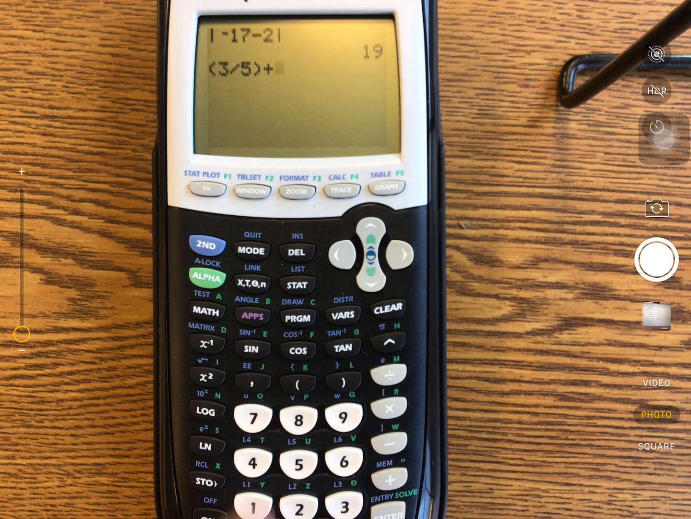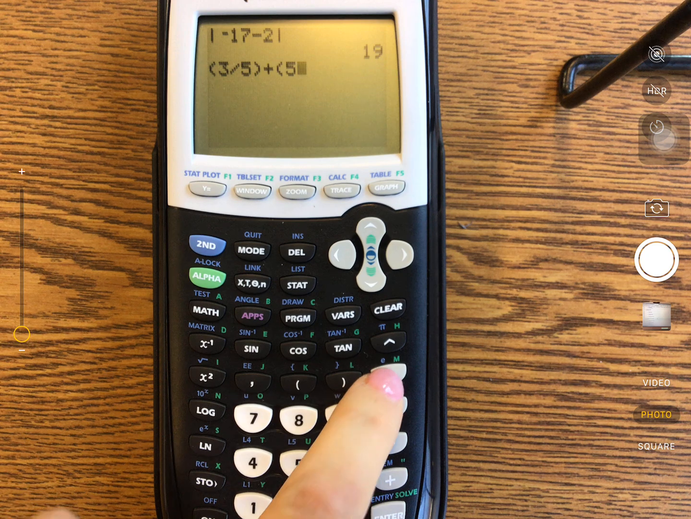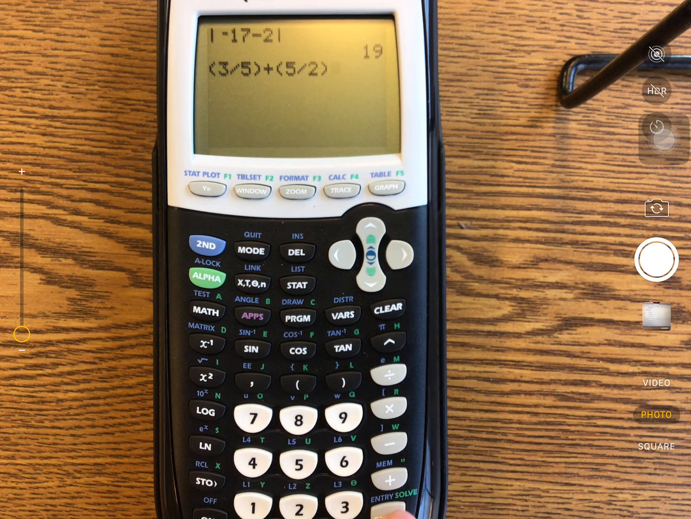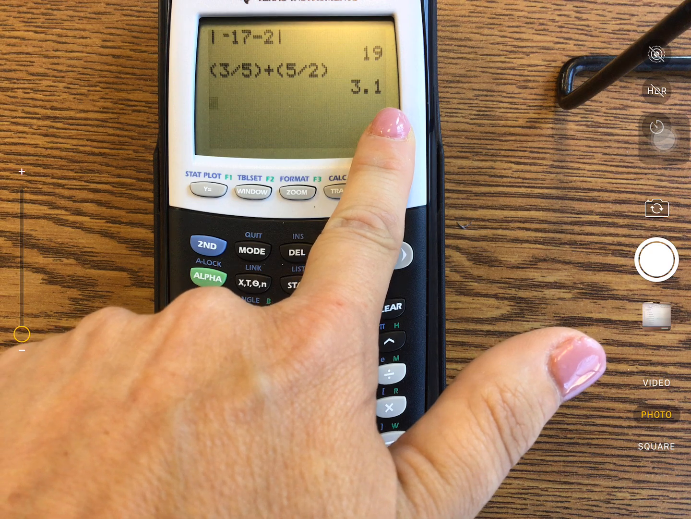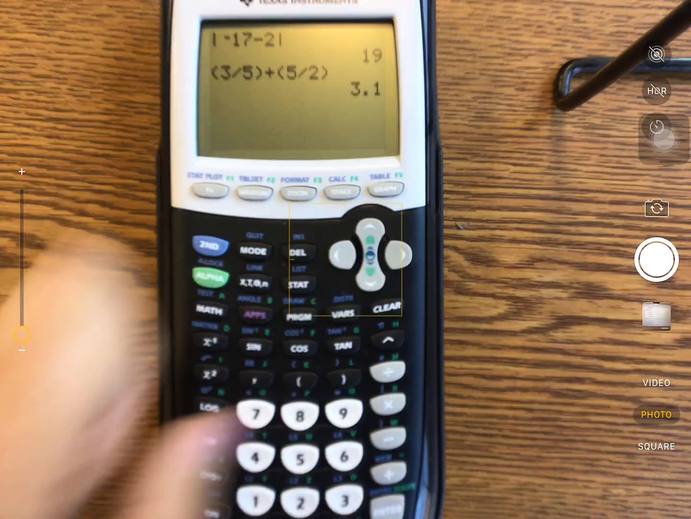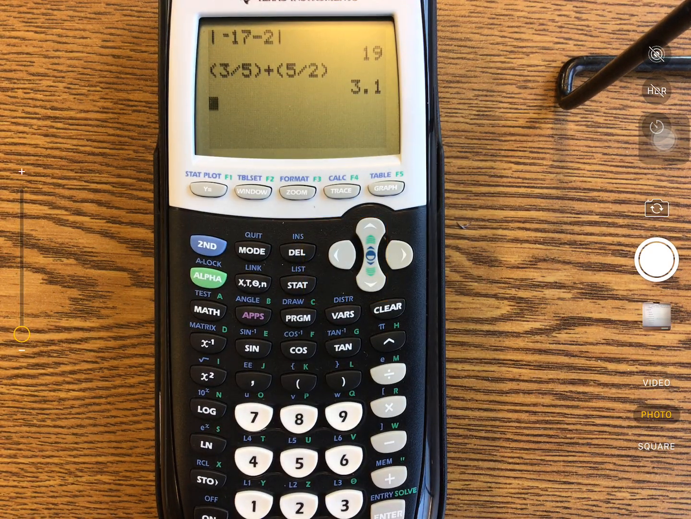And then we can add, and then put our other parentheses in, 5 divided by 2. We change that to improper. And then we hit enter, and we get 3.1. Now, you've got to know that that's 3 1/10, which we changed to improper, and what that would do to change it back to a fraction. So let's talk about the shortcut. It's a little bit easier, especially when you get decimals instead of having to change it back.